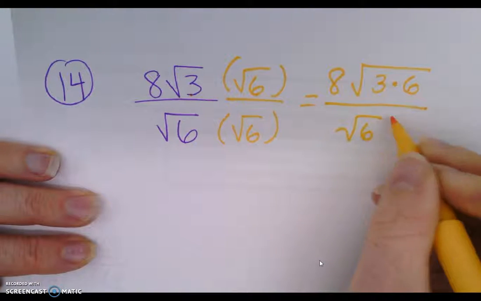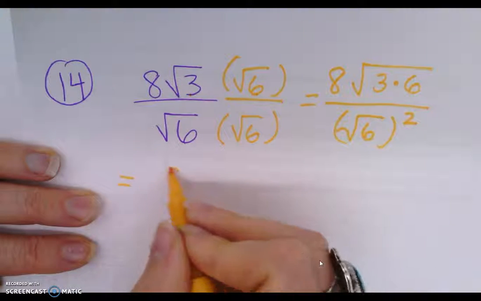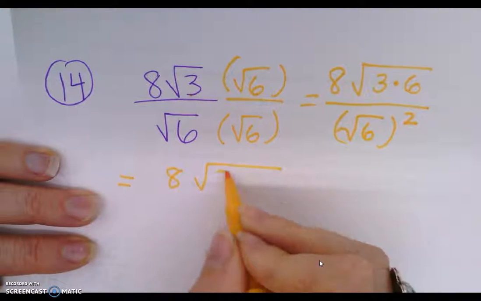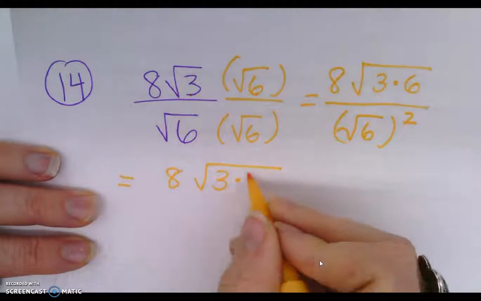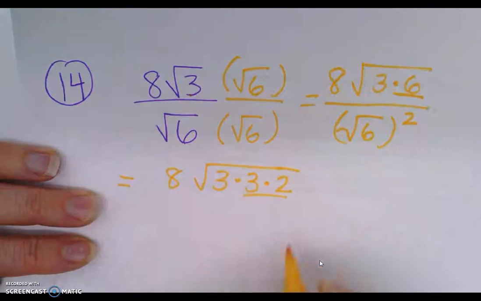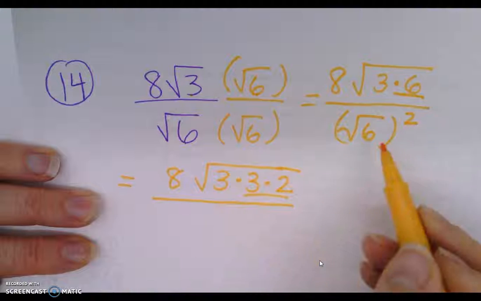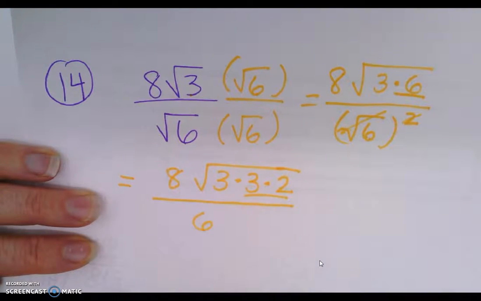And here I end up with the square root of 6 being squared. Let's keep going. This ends up being 8 times 3 times... How can I break up 6 into factors? Well, that's 3 times 2 is 6. And this is all being divided by the square root of 6 being squared, which is just 6.